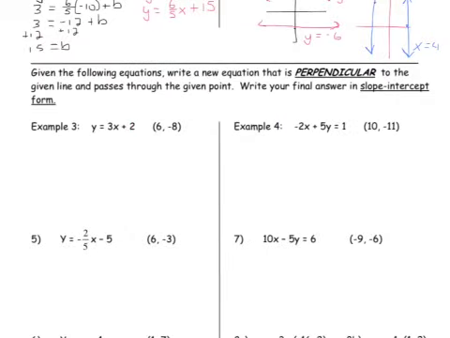Okay, the directions for the next section. Given the following equations, write a new equation that is perpendicular to the given line and passes through the given point. Write your final answer in slope-intercept form. Okay.